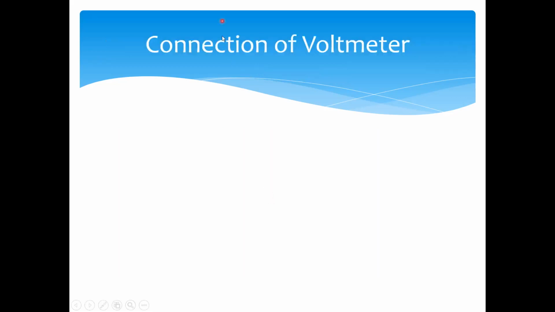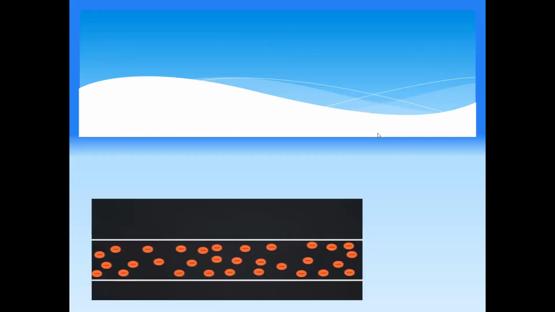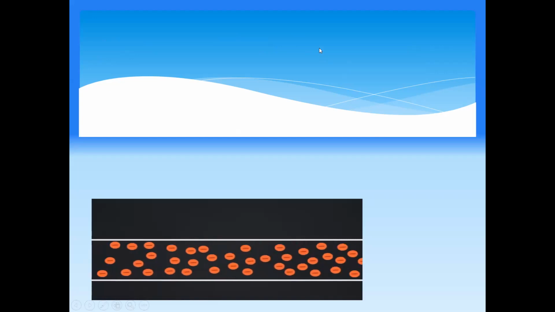And if you want to connect a voltmeter, voltmeters are always connected in parallel. So voltmeters are always in parallel, whereas ammeters are always in series. Then what is the concept of resistance? Resistance means the property of the material to stop the flow of the charges.